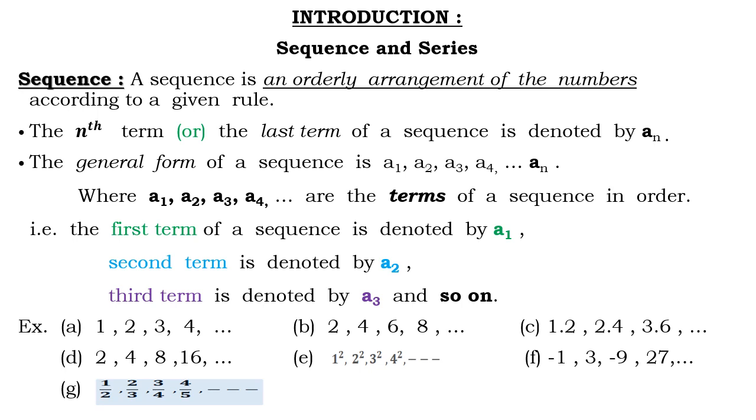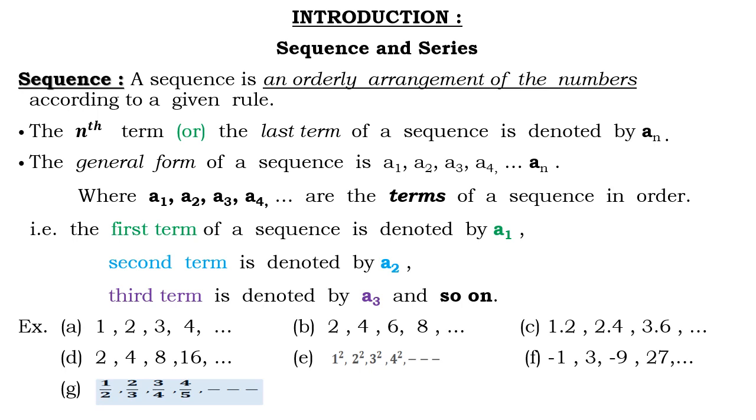order. That is, the first term of a sequence is denoted by a1. The second term is denoted by a2. The third term is denoted by a3, and so on. Now here we have some examples for sequence.